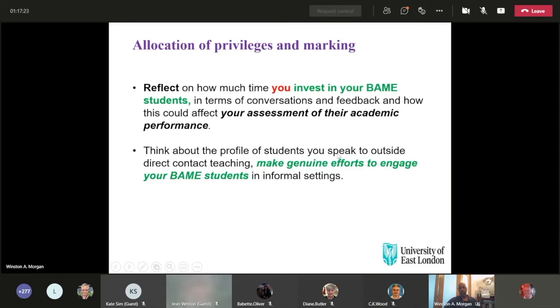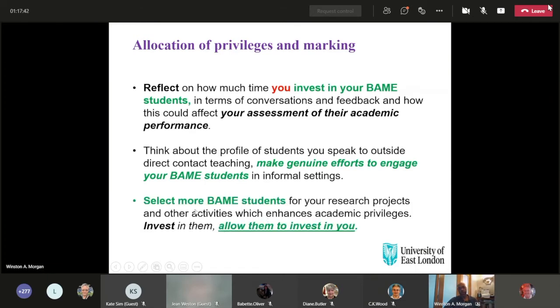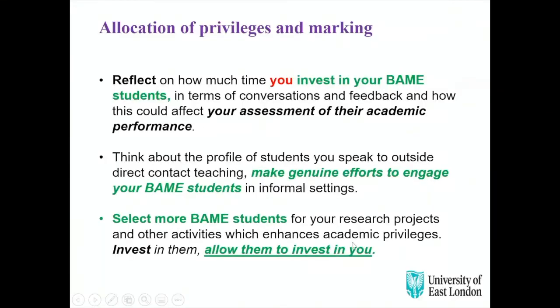Think about the profile of the students you speak about outside direct contact teaching, because some of the progress is made outside the normal teaching environment. So make genuine efforts to engage your BME students in informal settings, not just in the formal class. And when the class is over, you never see them, you never speak to them. Select more BME students for your research projects and other activities which enhance academic privileges. Remember, I talked about all of those different things that enhance academic privileges.